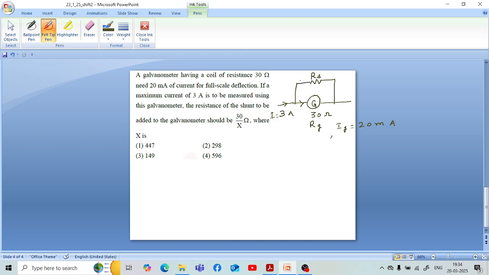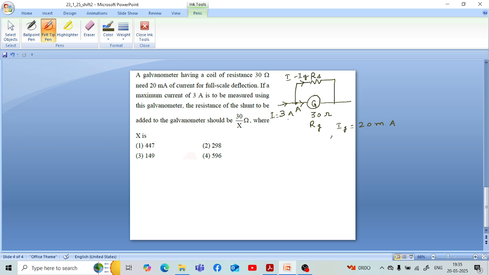In the Rs branch, that is the shunt resistance branch, the current flowing is I minus Ig from Kirchhoff's current law. Suppose we apply Kirchhoff's current law at node A. The incoming current must be equal to the sum of outgoing currents. So if the current flowing in the galvanometer branch is Ig, then the current flowing in the shunt resistance branch is I minus Ig.